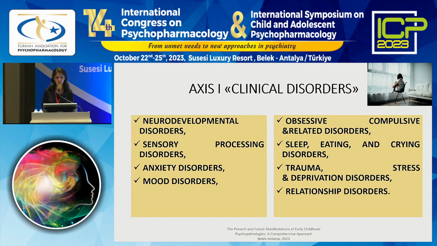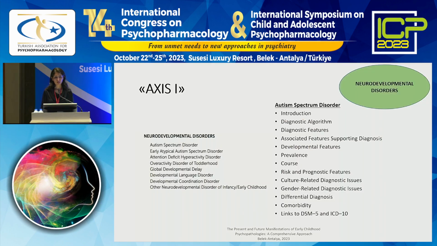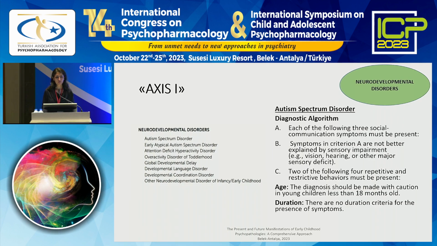In Axis 1, in DSM-5, as we know, there are different diagnostic groups: neurodevelopmental, sensory processing, anxiety, mood disorders, obsessive compulsive, sleeping, trauma, and relationship disorders. Just as an example, I will go through neurodevelopmental disorders, things that are very similar to what we know, things that we're familiar with. And in the book, as a textbook, there's an introduction, diagnostic algorithm, diagnostic features, features supporting diagnosis, developmental features, prevalence, course, risk and prognostic features, culture-related, gender-related, differential diagnosis, and the link to DSM-5 and ICD-10.